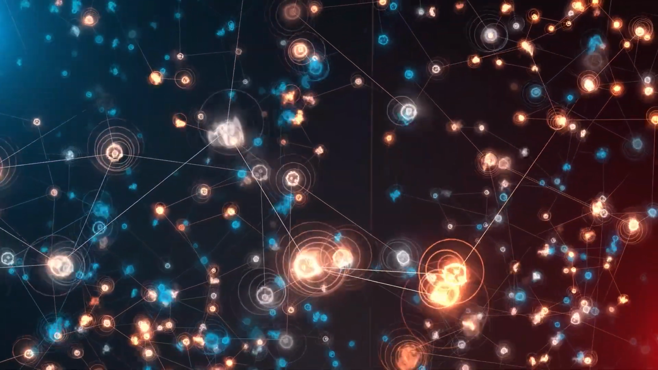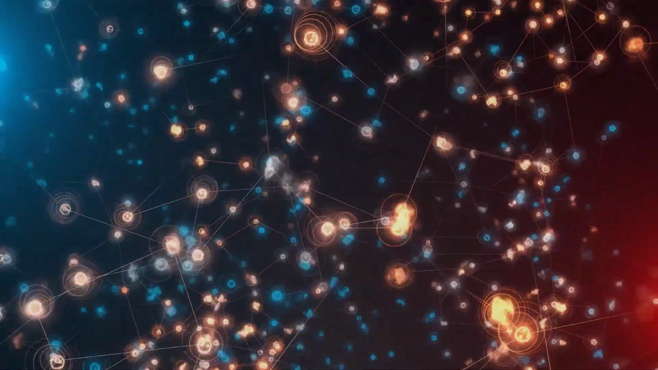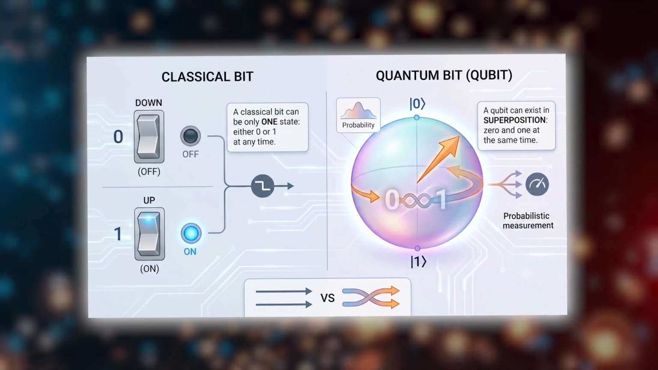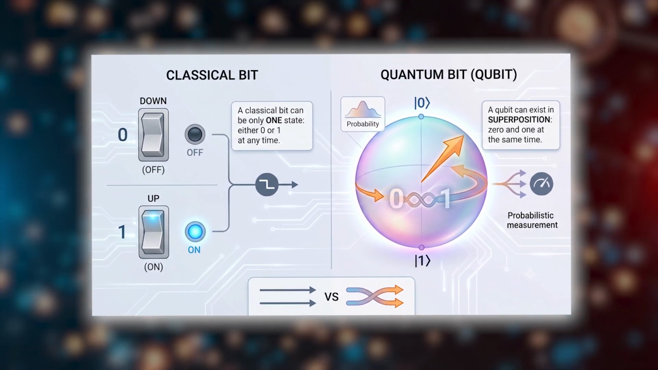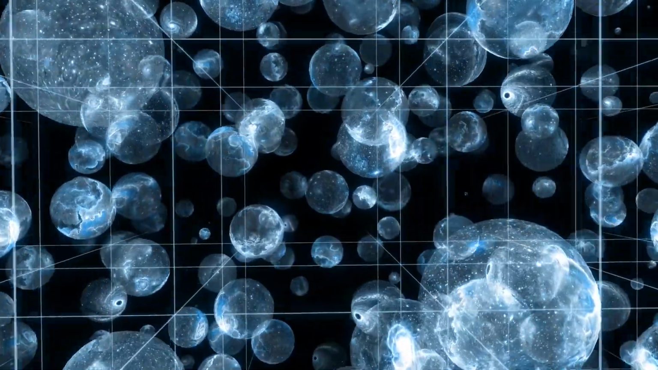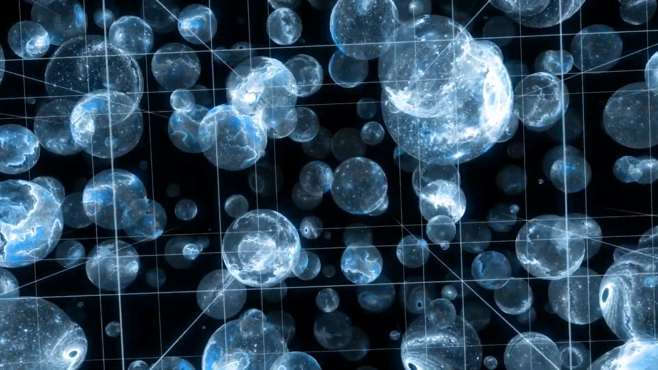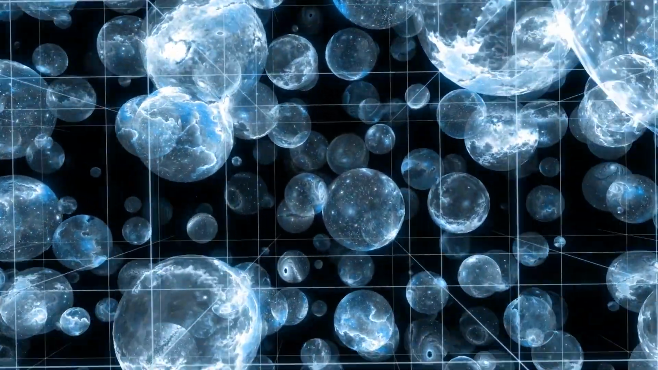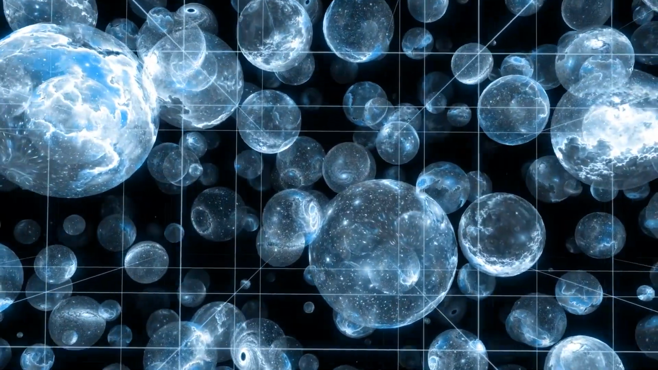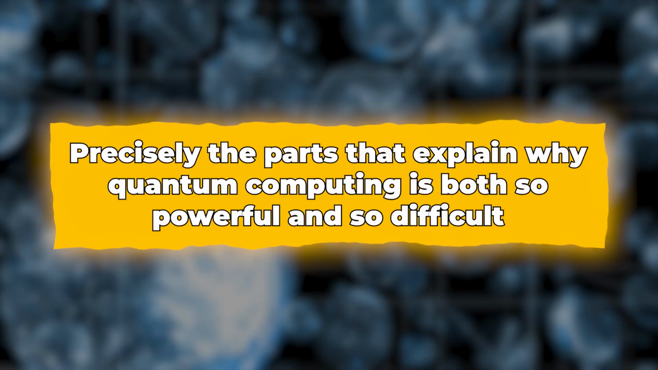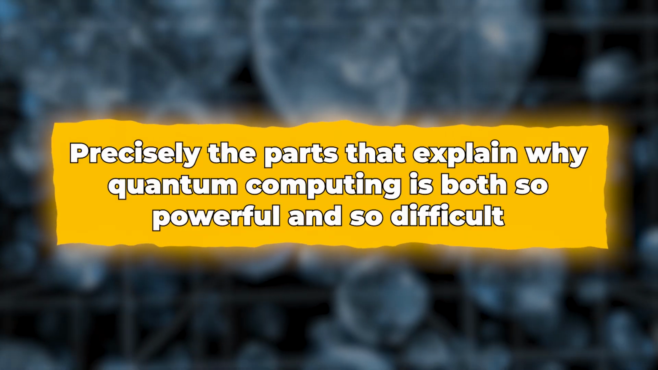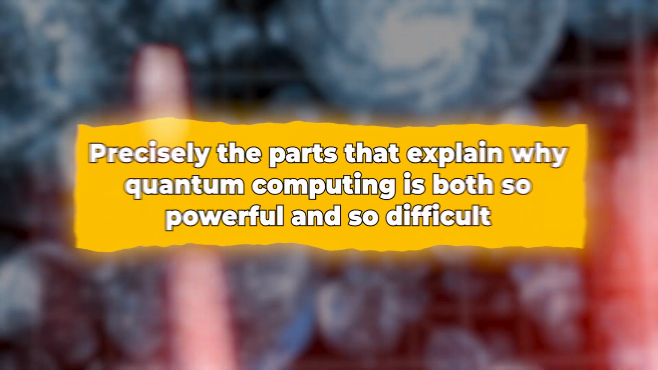You have almost certainly heard the standard explanation. A classical bit is either 0 or 1, while a qubit can be 0 and 1 at the same time. That sentence is not wrong exactly, but it is incomplete in ways that matter enormously, and the parts it leaves out are precisely the parts that explain why quantum computing is both so powerful and so difficult.